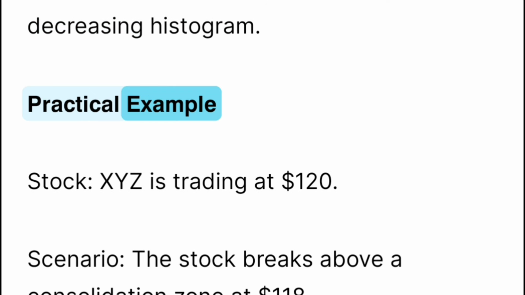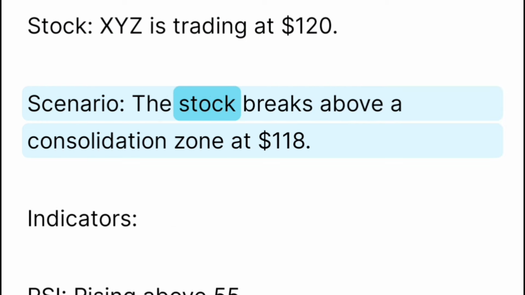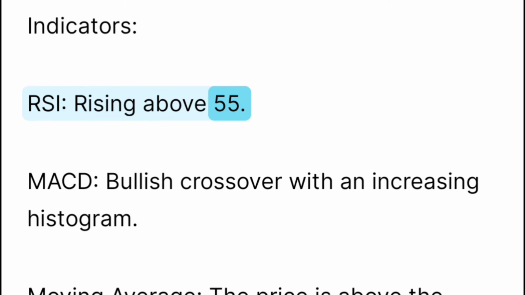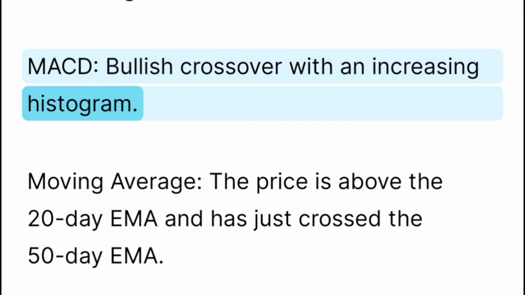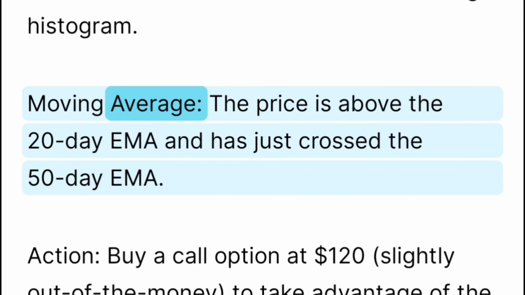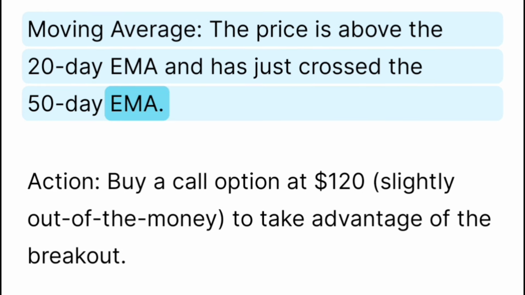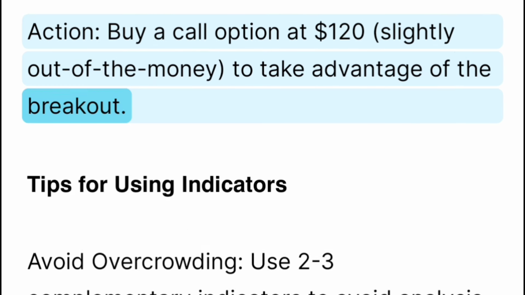Practical example. Stock XYZ is trading at $120. Scenario: the stock breaks above a consolidation zone at $118. Indicators: RSI rising above 55. MACD, bullish crossover with an increasing histogram. Moving average: the price is above the 20-day EMA and has just crossed the 50-day EMA. Action: buy a call option at $120, slightly out of the money, to take advantage of the breakout.